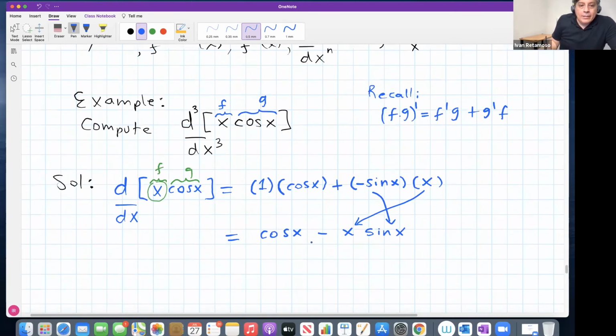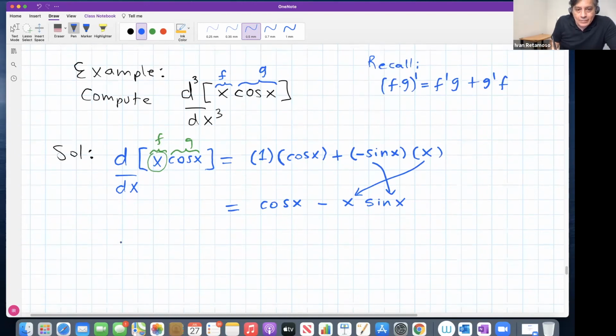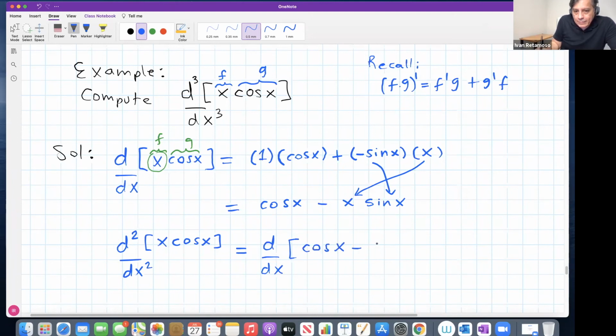Now, but I'm not done because I still have to compute the second derivative now. So for the second derivative, I have to take the derivative of the first derivative, right? Which is going to be this. I have to deal with the derivative of this now, right? So it's going to be the derivative with respect to x of this. The derivative of the derivative.